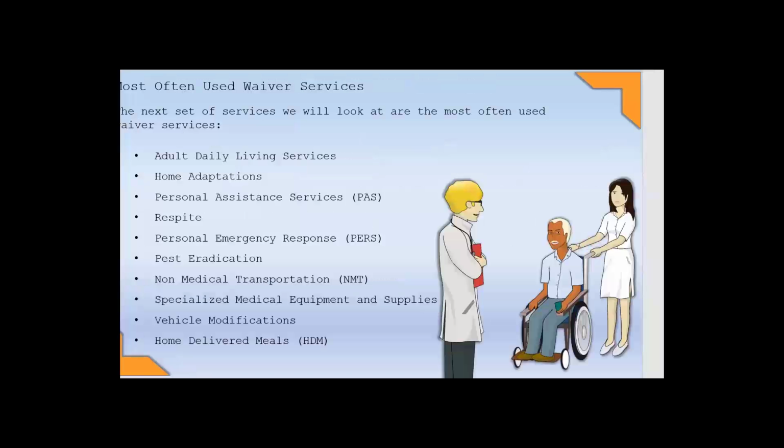So this next category it's not really a specific category. I just kind of lumped together everything, all of the waiver services that we see the most often. So these are the ones, when we think of waiver services, these are really the main ones that we see. So this category is all kinds of different topics, but all kind of lumped together because they are the most commonly used ones. So we have adult daily living, home adaptations, PAS, respite, PERS, pest eradication, non-medical transportation, specialized medical equipment and supplies, vehicle modifications, and our home delivered meals.